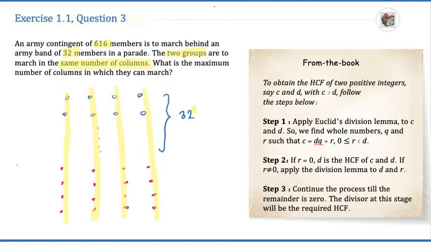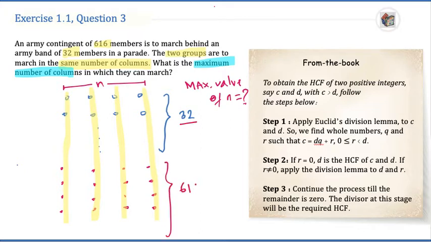Now, what is the maximum number? The question comes here. What is the maximum number of columns in which they can march? So let's assume that it's n columns. Then you want to find the maximum value of n. Now you really need to understand what n is, how it is connected with these 32 people and with these 616 people. For a moment, let's just forget about these 616 people from the army contingent. Let's just think about this army band of 32 members.